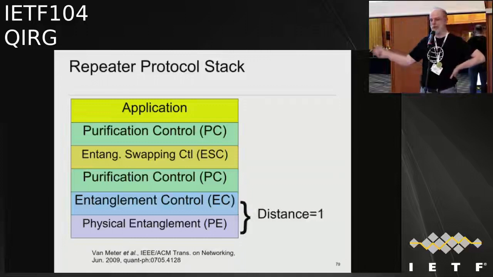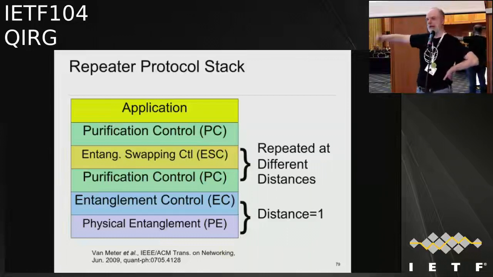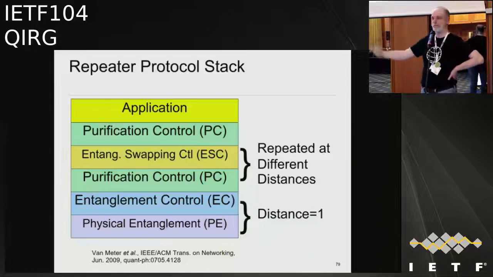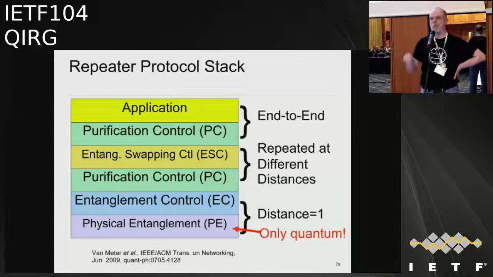Note that these two here at the bottom, they will operate over distance 1. The others repeat at different distances. So you're doing entanglement swapping over 2 hops, and then 4 hops, and then 8 hops, and then 16. You also have to repeat the purification, because at each level where you're doing this, you're introducing new errors. And then ultimately, finally, hopefully one purification end to end, and then the application level all the way at the end. Note that the only quantum part of all of this is right there at the bottom.